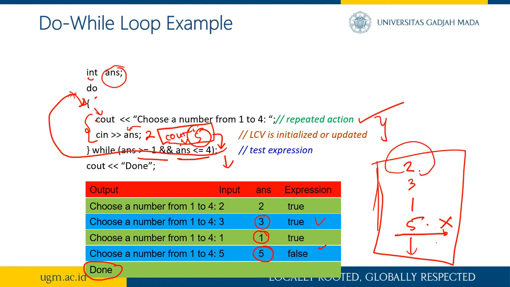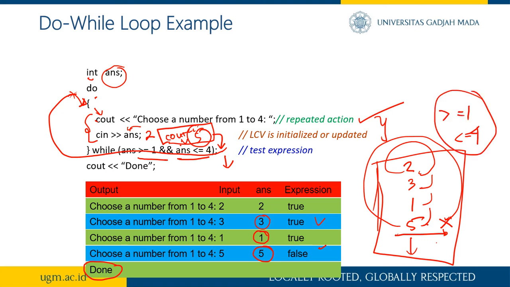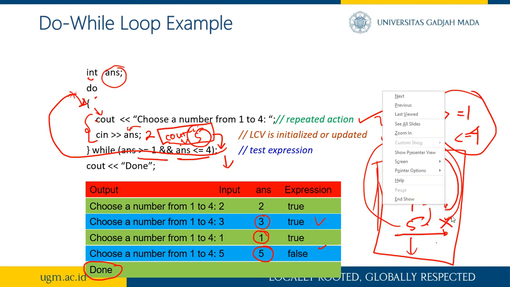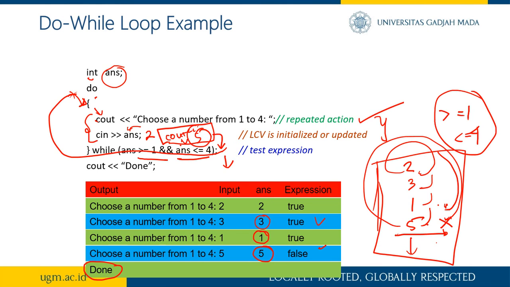So right after this one, as long as it is less than or equal to 4, then it will require another input. So the condition is as long as it is less than or equal to 4, and it is greater than or equal to 1. As long as these conditions are met, the looping will repeat until the condition becomes false.